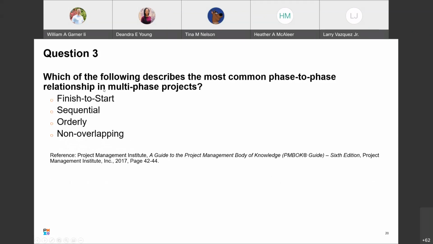Okay. Last question. Which of the following describes the most common phase-to-phase relationship in multi-phase projects? Finish to start, sequential, orderly, non-overlapping. So here's another little secret, right? Let's talk about what two you can get rid of based on what we talked about today. What two did we not even talk about? Well, I talked about it, but I talked about it in a different context. There's two that we defined.